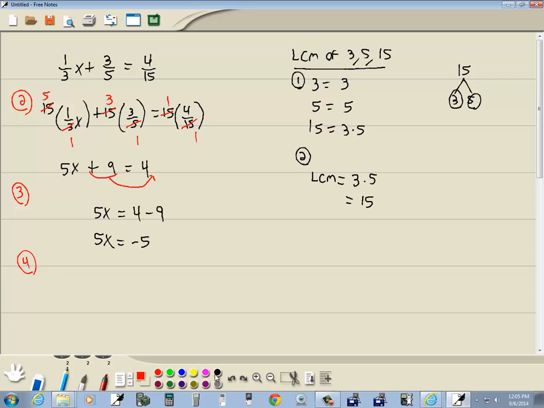Step 4. Divide both sides by the number in front of your x. The number in front of x is a 5, so I divide both sides by 5. And those 5's are going to cancel. And negative 5 divided by 5 gives you a negative 1. So our answer is x equals negative 1.